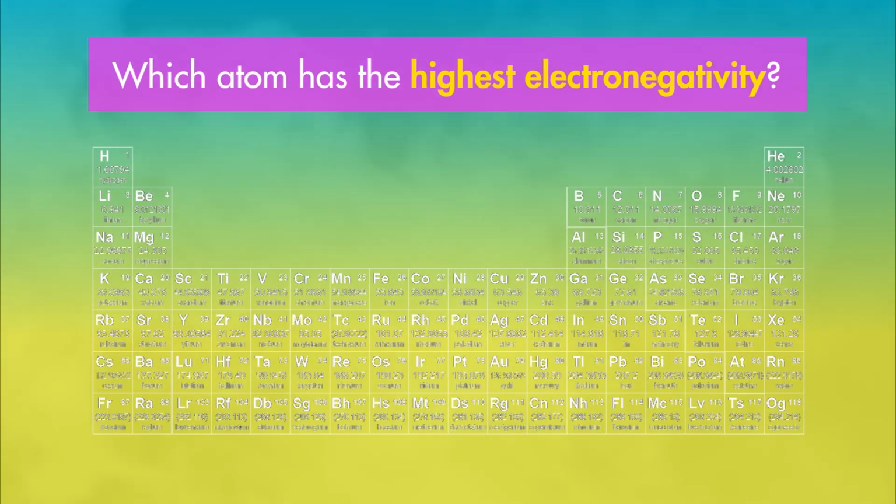Now, let's see if this makes sense to you. Which atom has the highest electronegativity? Silicon, sulfur, tin, or tellurium?